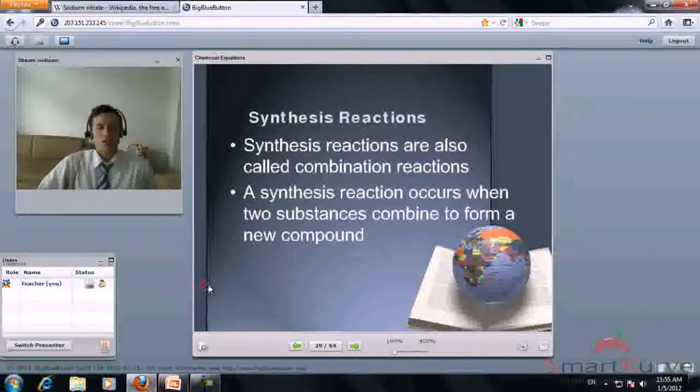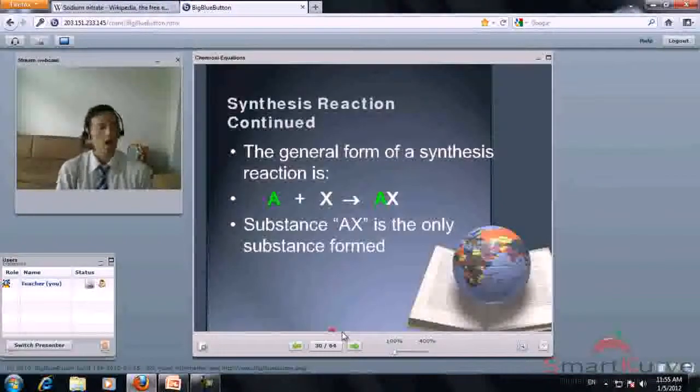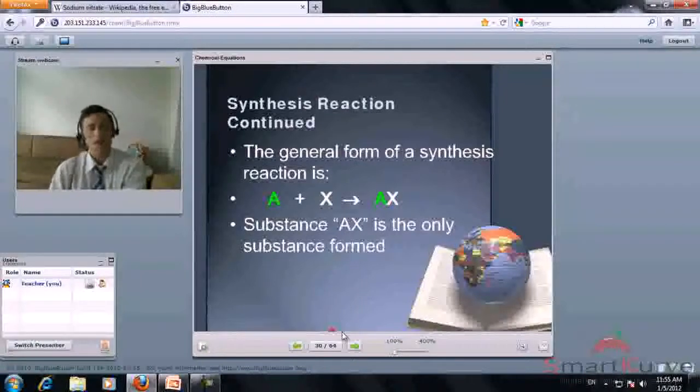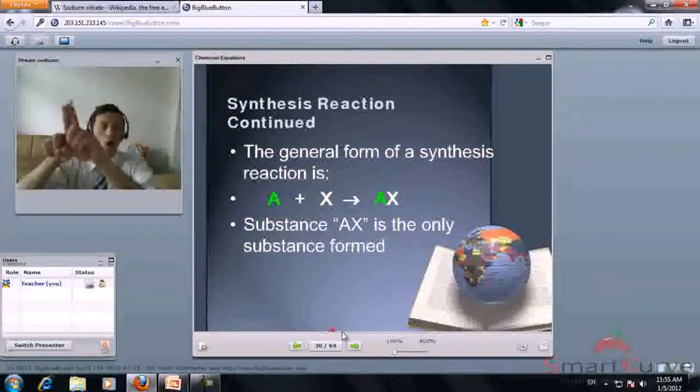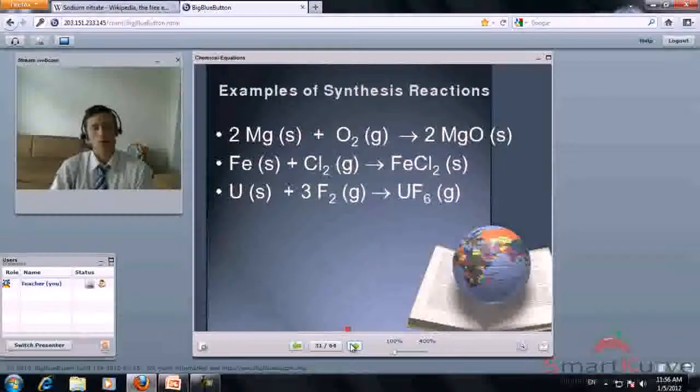Synthesis reactions are also called combination reactions. A synthesis reaction occurs when 2 substances combine to form a new compound. Our equation like that, think A plus X yields AX. So we have 2 reactants combining to form one product. So A and X combined to form AX. Let's look at a few examples.